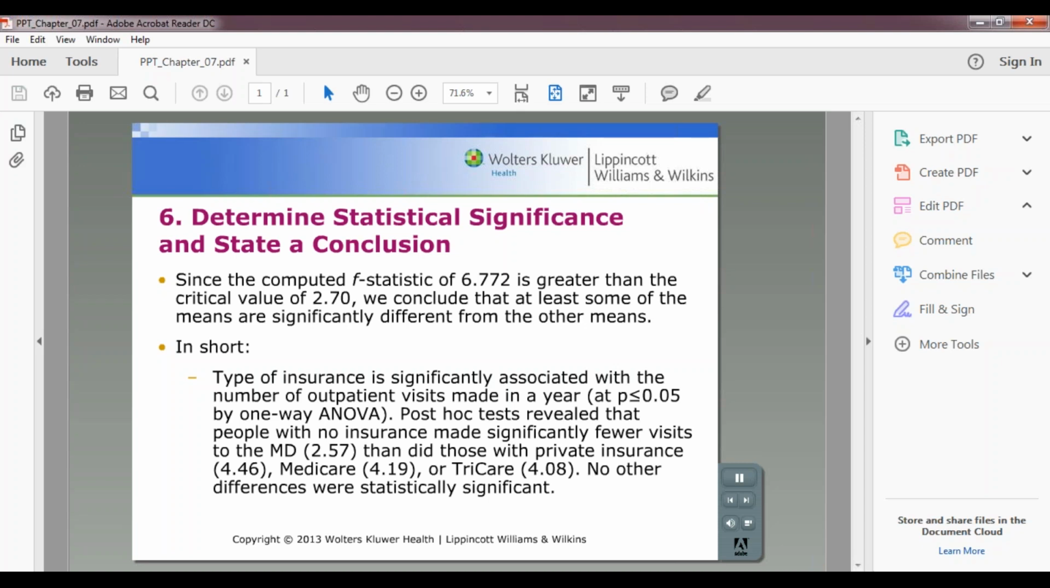The post hoc test did reveal, which we didn't show the results from, that individuals who had no insurance visited only at 2.5 visits. So really the difference lies with the no insurance group, and the 3 other groups were pretty closely related. So the differences between the 3 other groups were not statistically significant, but when looking at the individuals with no insurance, there was statistical significance.